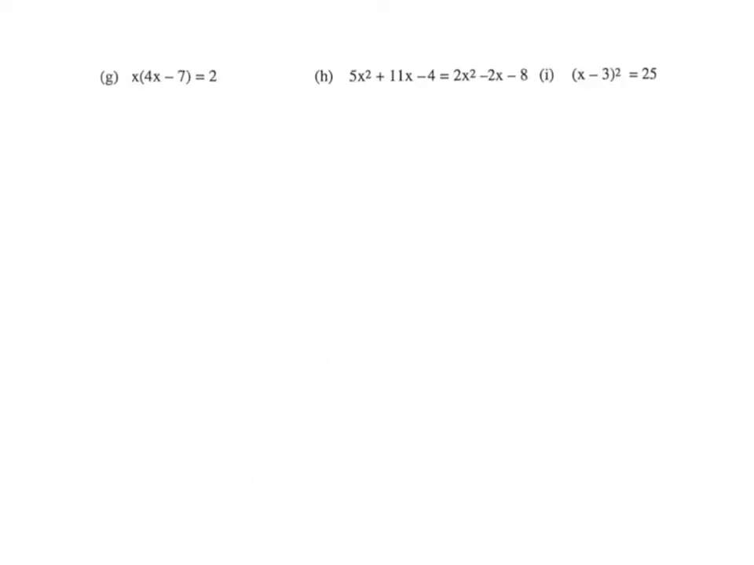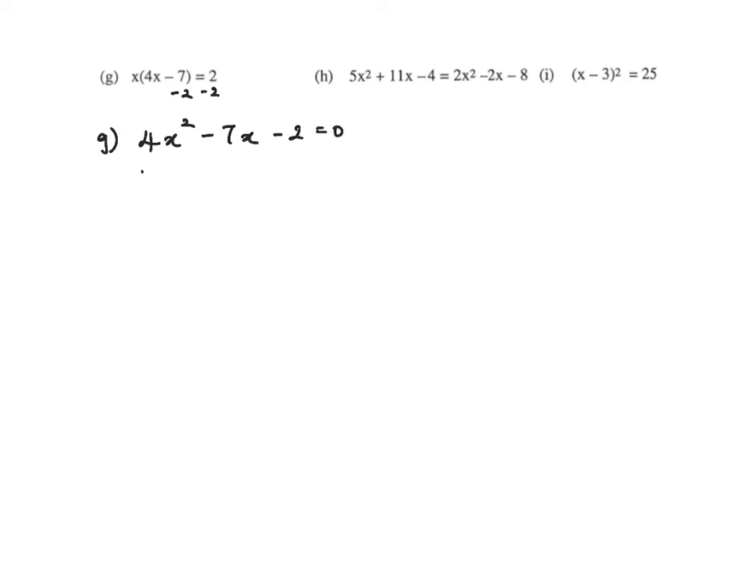None of these equations are in standard form, so what I'm going to do in question G is multiply out the brackets, so that's 4x squared minus 7x, and then I'm going to subtract the 2 from both sides.